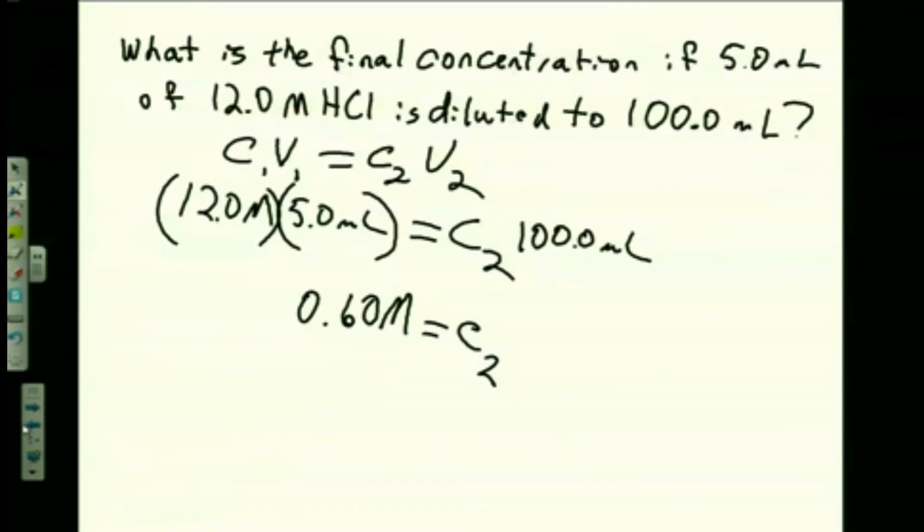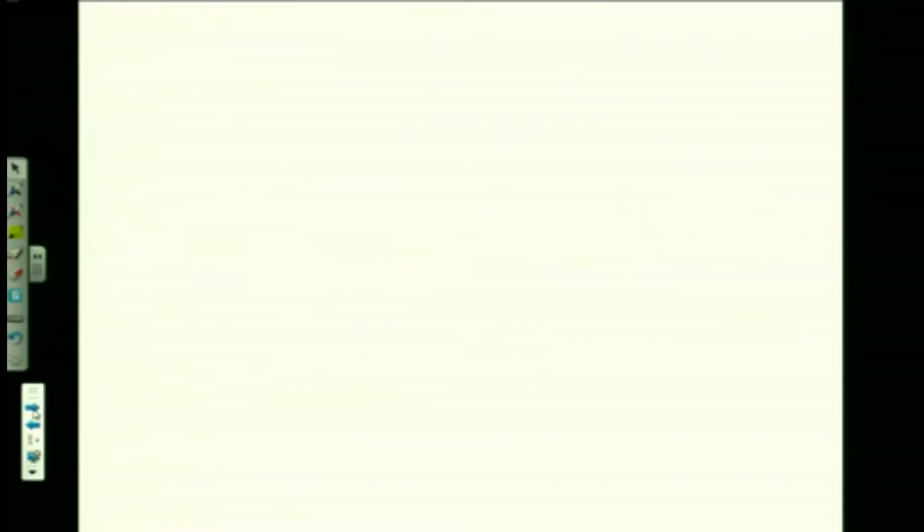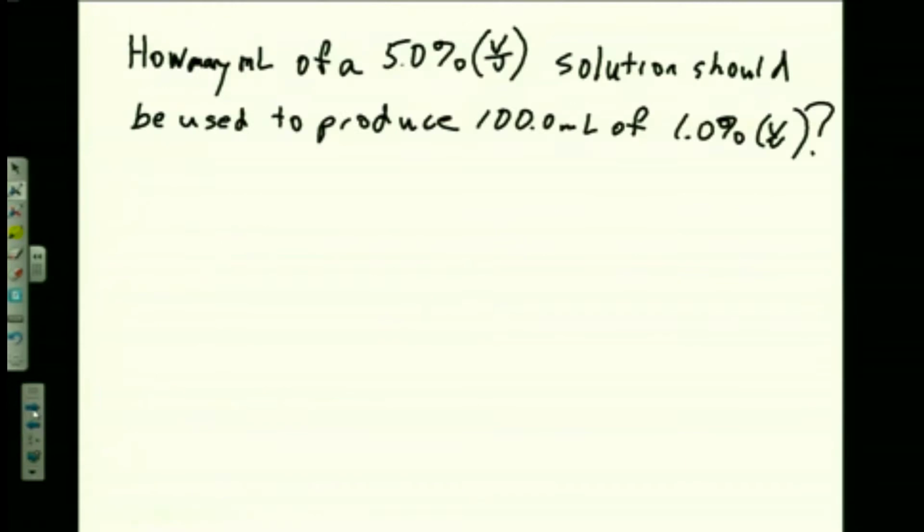Ready? 12 times 5 is 60, divided by 100 gives me 0.60. 2 sig figs because this one only has 2 sig figs. And we love sig figs, so we gotta know how many are there, right? All right, one more. I can do most dilution problems in my head, because I used to do them all the time.